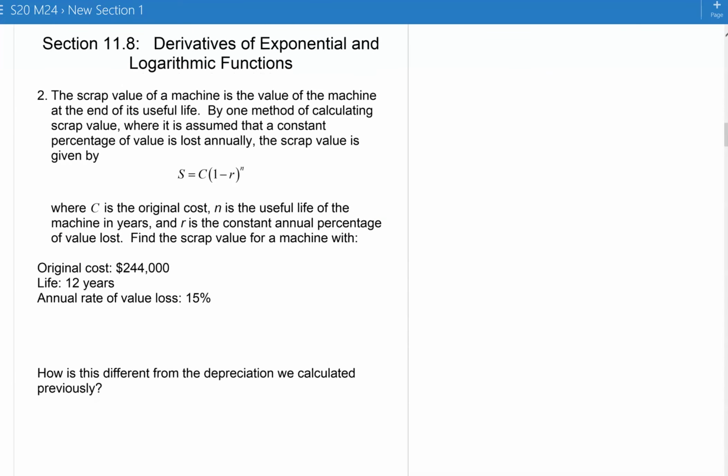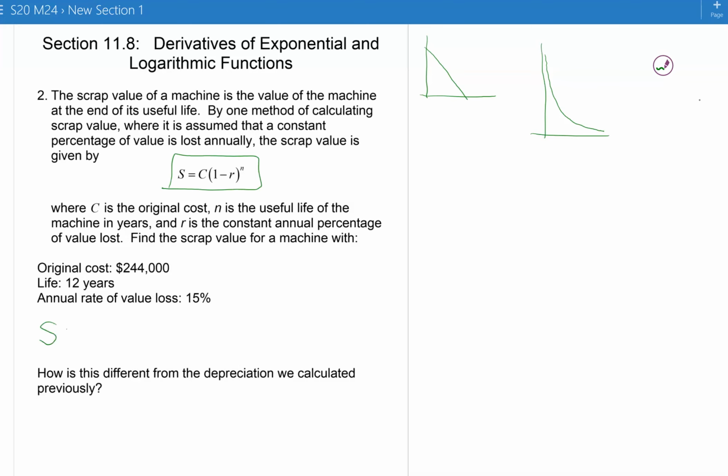Okay, and then we also have a different model for finding the scrap value of a machine by depreciating it in an exponential way. When we depreciated something previously, we did it in a linear way, a straight line depreciation where it was losing a certain number of dollars every year. Well, this way, we're depreciating it in an exponential way where it's losing a certain percentage each year. So this is the formula.